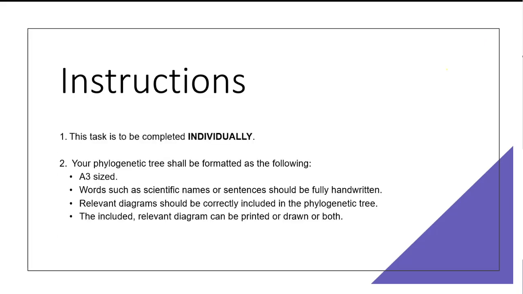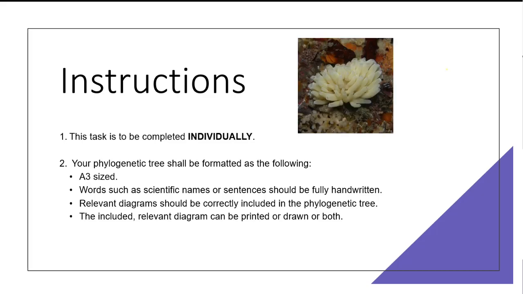Instructions for you. This task is to be completed individually, so please do this on your own, not in groups or pairs. And your phylogenetic tree shall be formatted as the following. It should be in an A3 sized paper. All the words, such as scientific names and sentences, should be fully handwritten. And relevant diagrams should be correctly included in the phylogenetic tree. The included relevant diagrams can be printed or drawn or both.